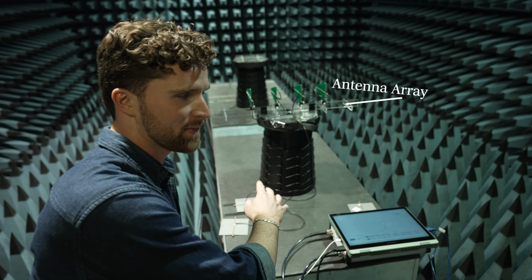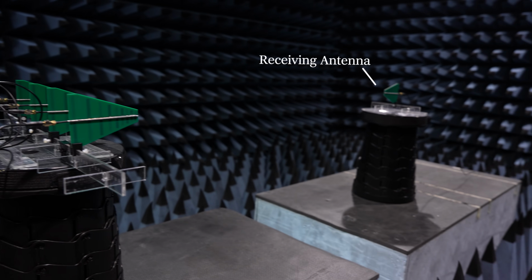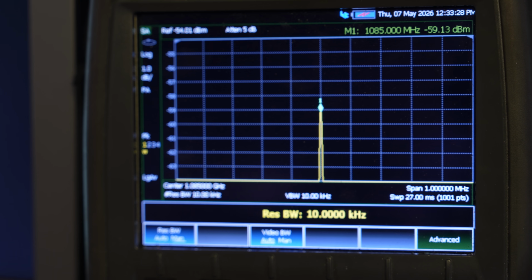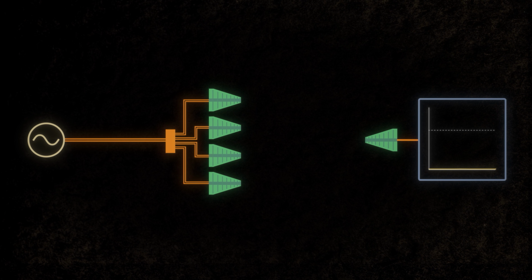Here's the experiment. We've got a power source sending a radio signal down a transmission line to an antenna array, and we put it in an anechoic chamber to reduce interference. We've got a receiving antenna at the other end, which is able to pick up the signal and tell us just how much power is actually making it to our antennas. It's a scaled model of Smith's configuration.